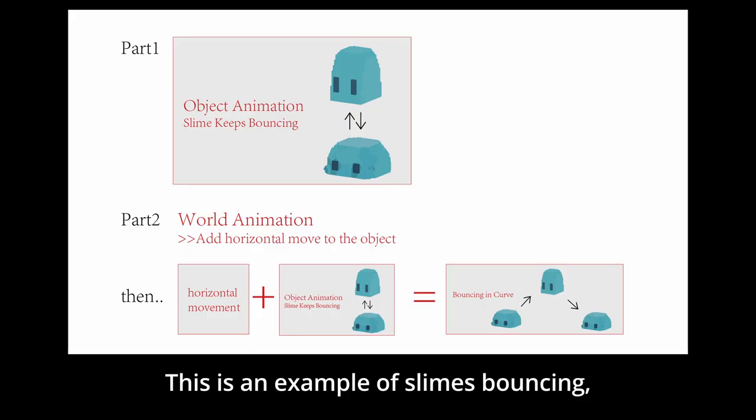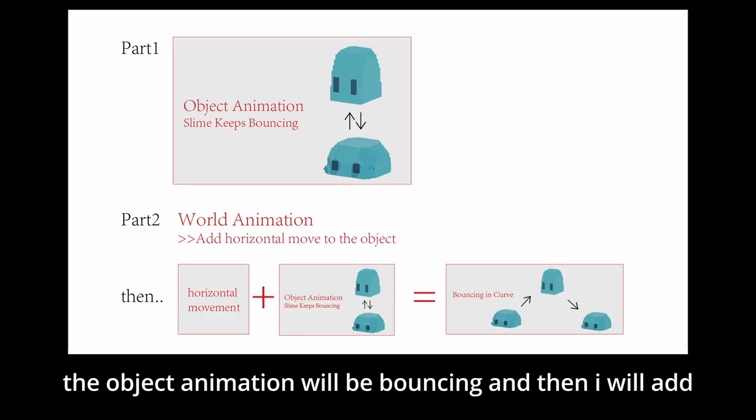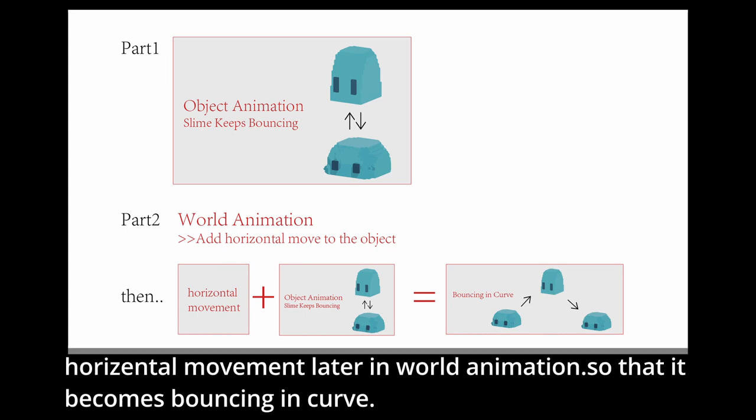This is an example of slimes bouncing. The object animation will be bouncing, and then I will add horizontal movement later in world animation, so that it becomes bouncing in a curve.